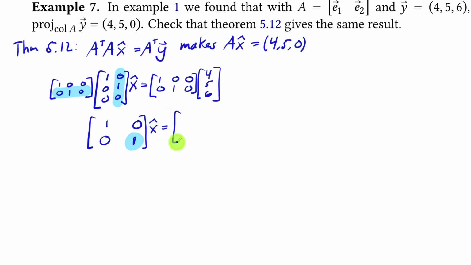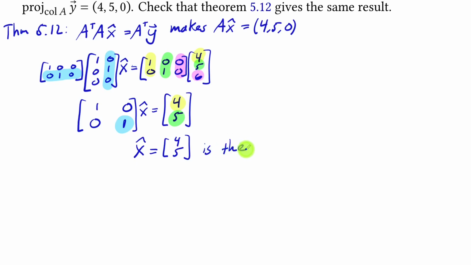And then 4, 5, 6 times this thing is going to be 4 times 1, 0, 5 times 0, 1, plus 6 times 0, 0. So that's just going to be 4, 5 when you simplify that. And this is already in reduced row echelon form. The solution for x hat is just 4, 5. So in this case, there is a unique least squares solution.